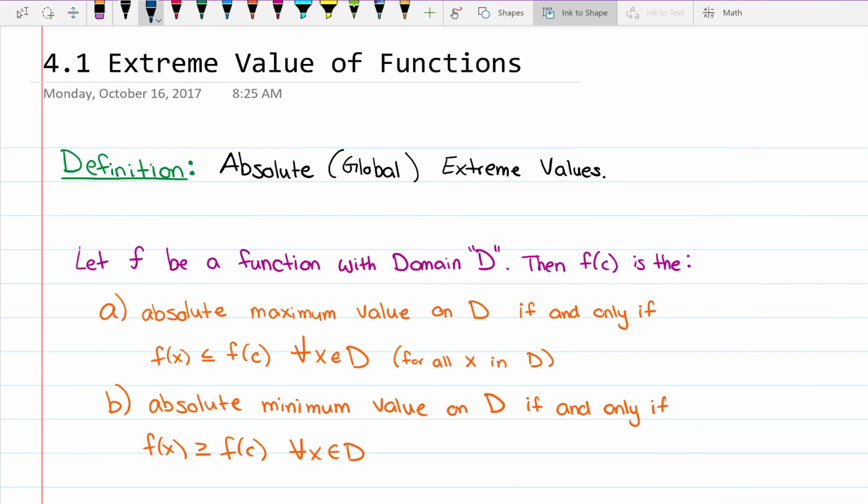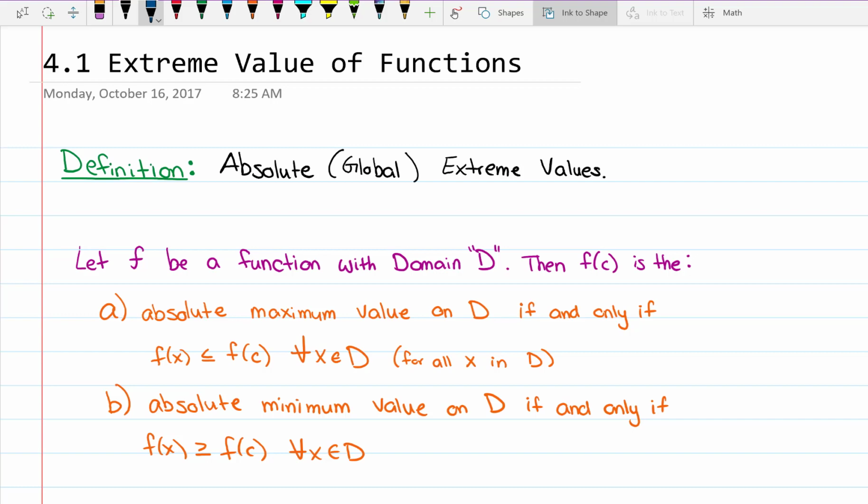4.1, the extreme values of functions. We're going to talk about the definition of an absolute extreme value. Another word for absolute is global. And so the definition of an absolute extreme value is that we're going to let f be a function with domain D. So our domain will be covered by the letter D.